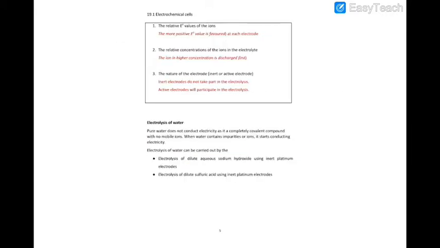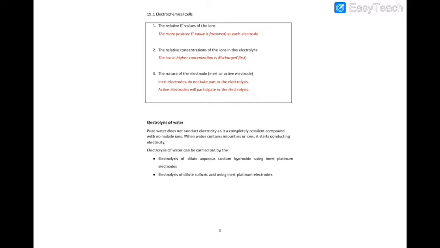Now we'll have the cations that will migrate, that will move to the cathode, and the anions that will migrate or move to the anode. And if it is in aqueous solution, meaning there's water, the water is going to go to the anode and the cathode at the same time.